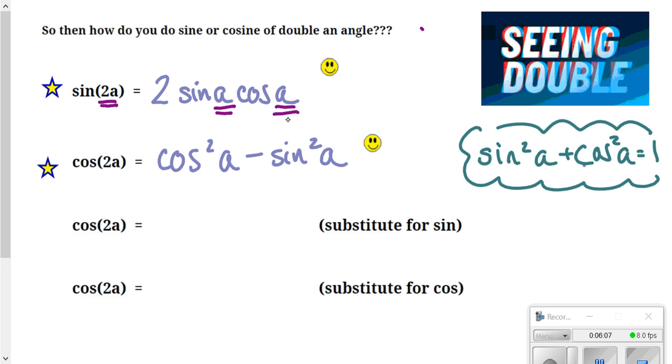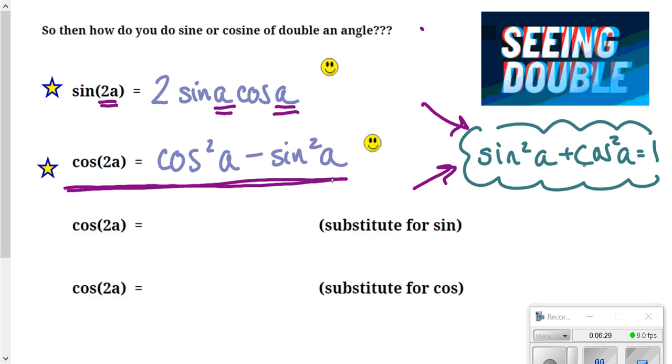Okay, now the cosine double angle formula is really fun because you can write it 3 different ways, and it all is because of our dude Pythagoras, this Pythagorean theorem over here, okay? So this is the one that I have committed to memory. But there are times when you want to tweak that a bit.